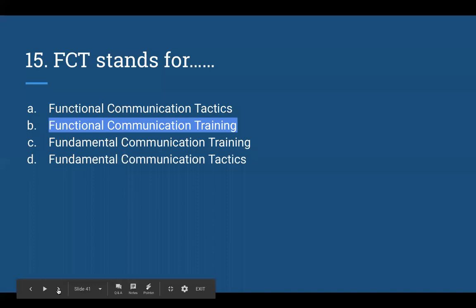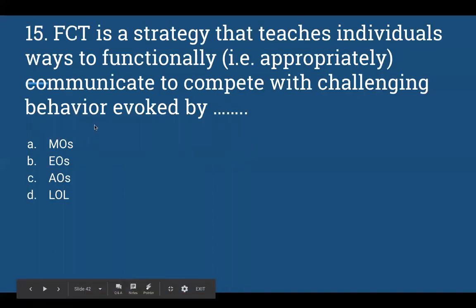Functional communication training. We've been doing this so many times today that by the end, whoever didn't memorize it better know it. Okay, FCT is a strategy that teaches individuals ways to functionally or appropriately communicate to compete with challenging behaviors evoked by MOs, EOs, AOs, or LOL.